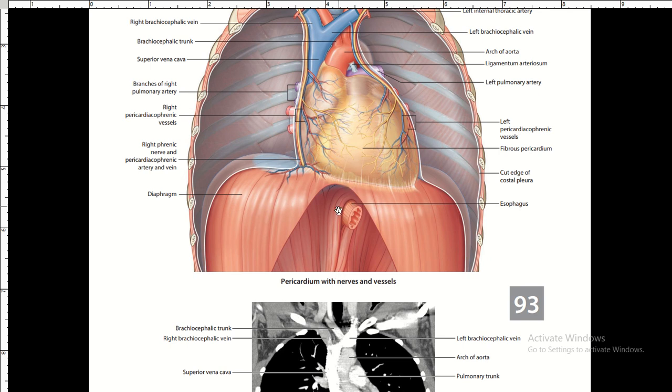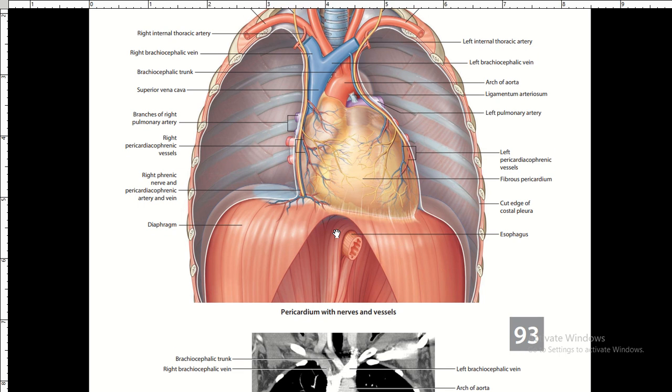And this is at the level of T10, right? At the level of T10. Remember, it will be together with the right and the left vagus nerve, as well as the epigastric lymphatics, and so forth, right? We are going to talk about it later.